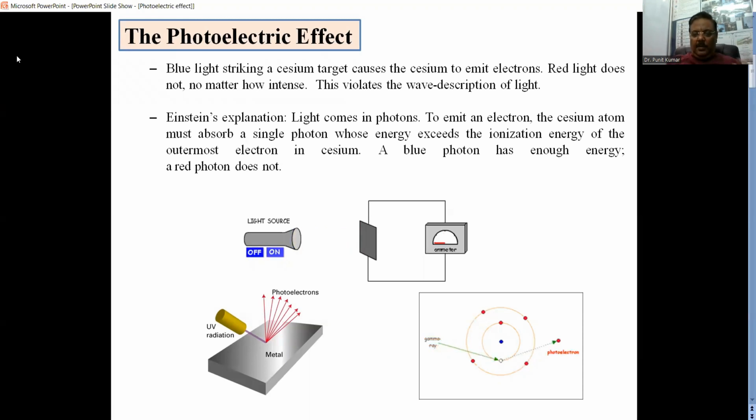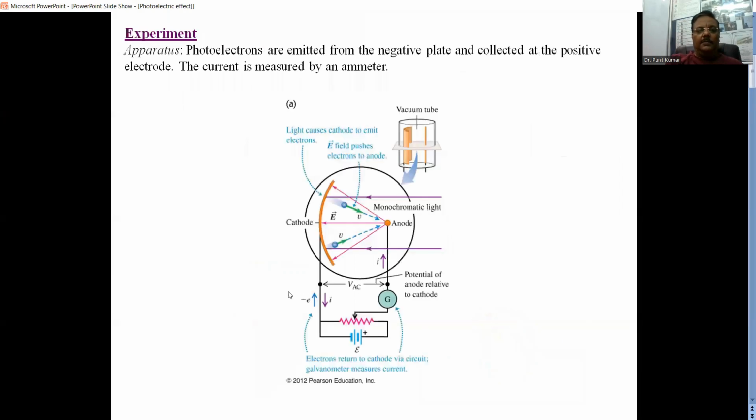In the case of the blue or red light, the blue one has a sufficient amount of energy, and that is sufficient to ionize or to emit the electron, while the red photon does not have it. You can see that when light strikes a metal surface, electrons are emitted, which constitute the current, and you can have a reading in the ammeter. This shows that when a photon comes, an electron is emitted. Here you can also see that when there is radiation on the metal, photoelectrons are emitted.